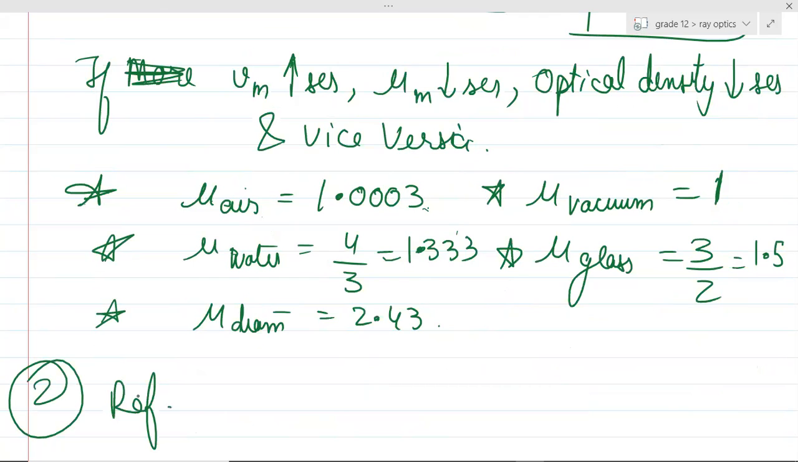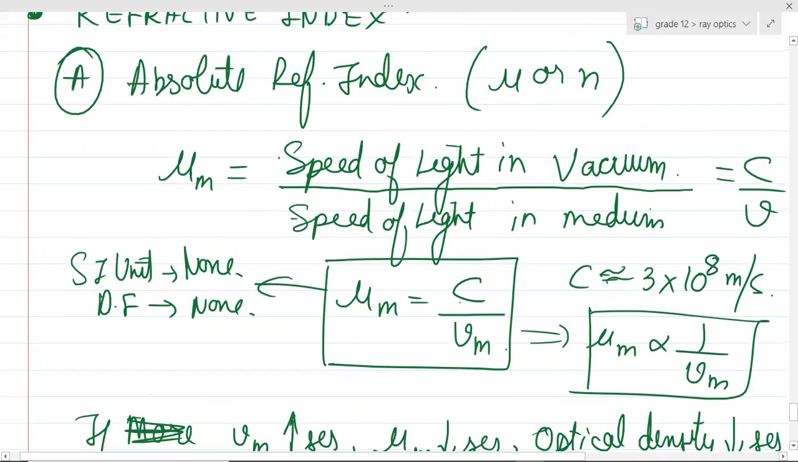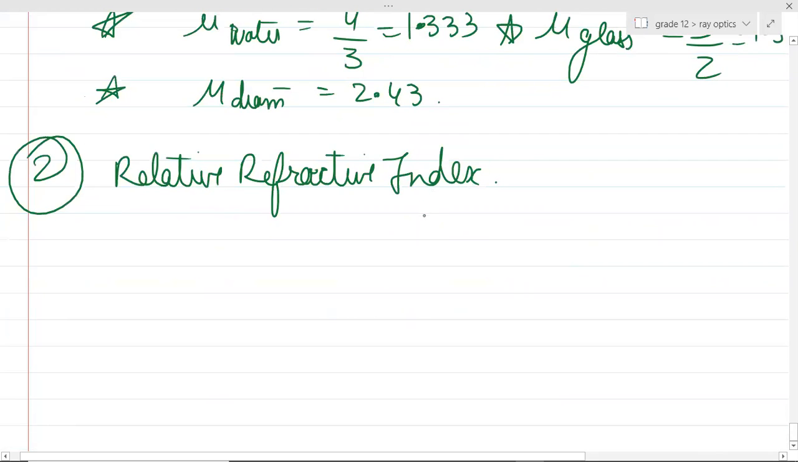Now, the second type of refractive index is basically relative refractive index. Guys, you can write it as mu or you can write it as n, it's up to you, whichever convention you want to follow. Here, a little bit of tricky part will be there. A relative refractive index compares two different media. There are two different notations. We write it like this: one is mu 2 1 and another one is n 2 1.